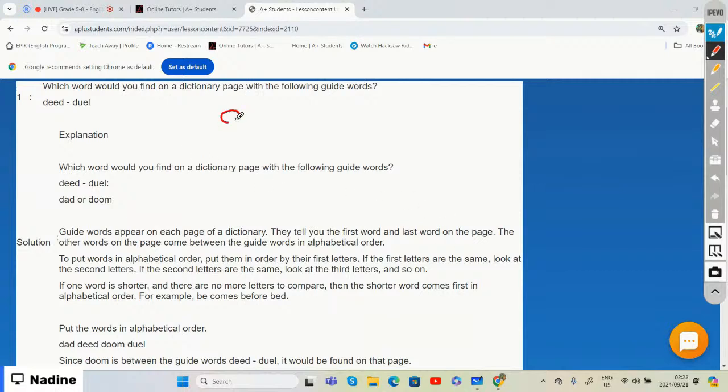Will you find dad or doom? Which word will you find between these words, on the same page as these words? Keeping in mind that deed is the first word on the page, and duel is the last word on the page. So now you need to say which one of these two words you'll find in between deed and duel.